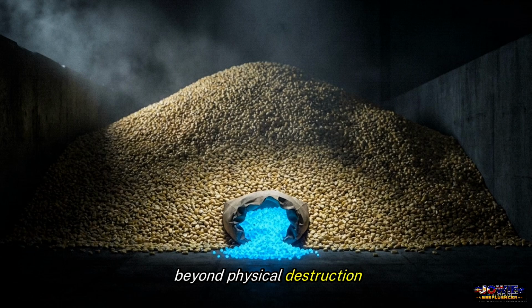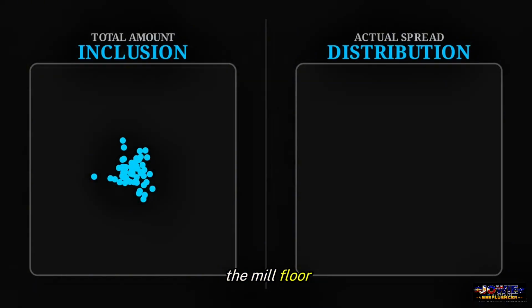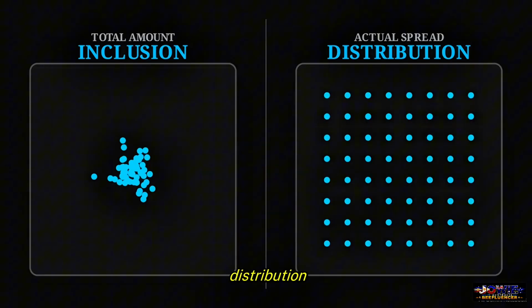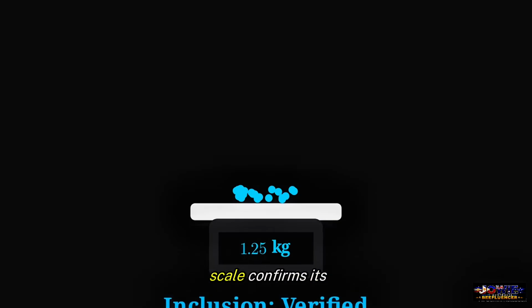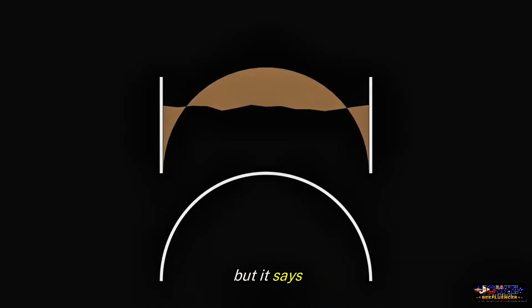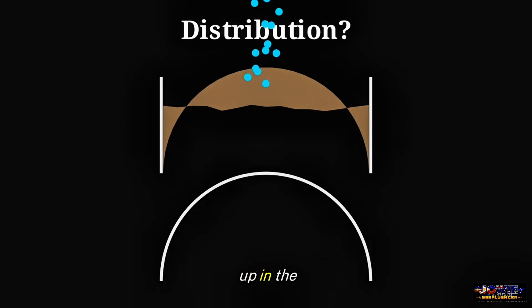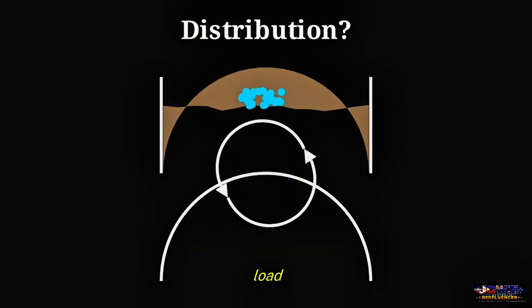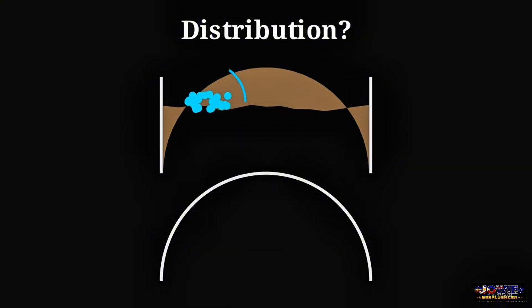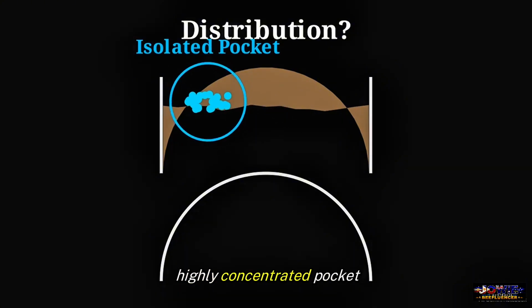Beyond physical destruction, we have to consider spatial distribution, which becomes difficult when handling potent microingredients and supplements. This illustrates a critical rule on the mill floor: inclusion is not distribution. Verifying that a small dose of mineral supplement hit the digital scale confirms its inclusion, but it says nothing about where those minerals ended up in the batch. If that tiny volume of supplement is dumped in at the very end of the load, it has very little time to circulate. It often remains an isolated, highly concentrated pocket of nutrients riding on top of the feed.